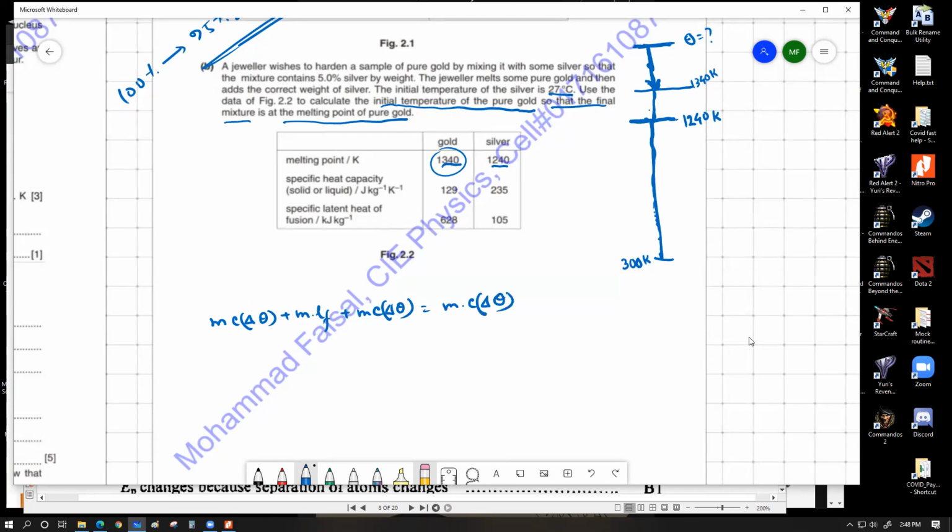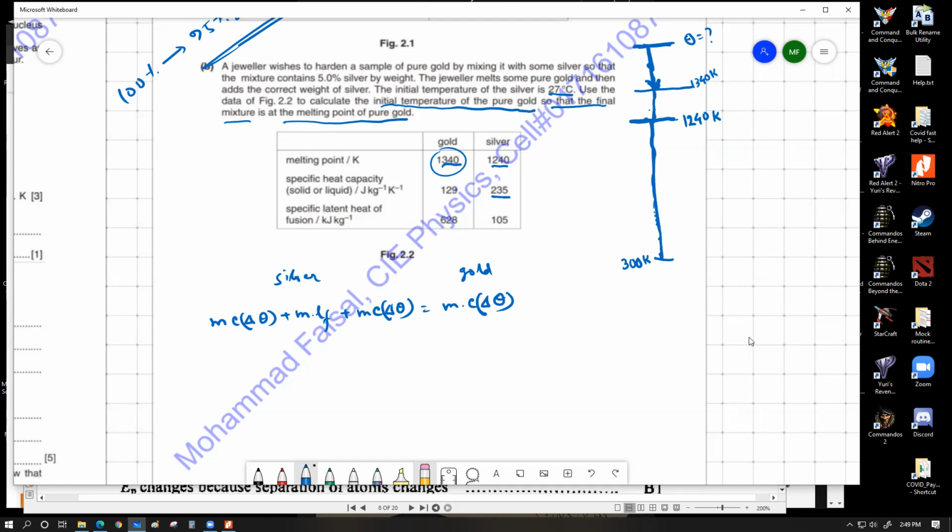I'm writing this side for the silver. I'm writing this side for gold. This is the heating up, this is the cooling down. This is the heat absorption, this is the heat giving up, heat release. So the reason I'm writing in three parts, because for this case, silver is having the same specific heat capacity for both in solid and liquid state, which is good.